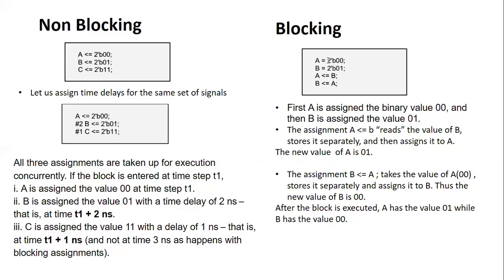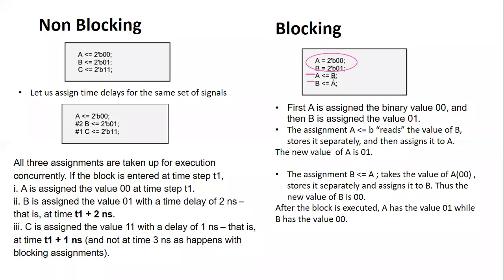Now, if you see the next example, these two are blocking and these two are non-blocking. So how does this work? Initially, A will be assigned the value 01 in the first step. In the next step, B will be assigned the value. A will be assigned the value 00, B will be assigned the value 01. Now I have non-blocking, which means both will be executed simultaneously.